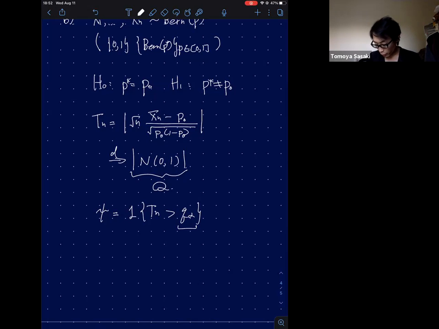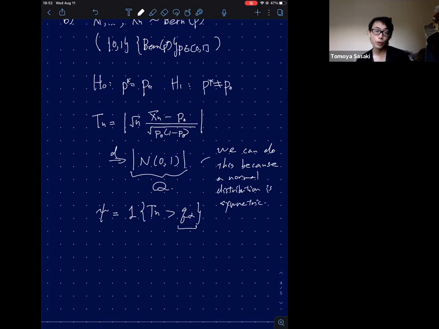We can do this because a normal distribution is symmetric. Because a normal distribution is symmetric, we can just fold it at 0. And here it's basically the same as taking the absolute value.